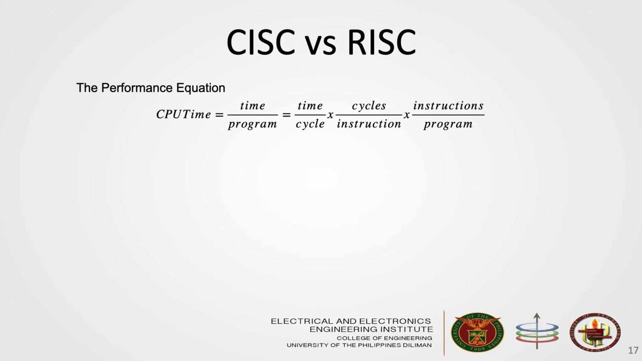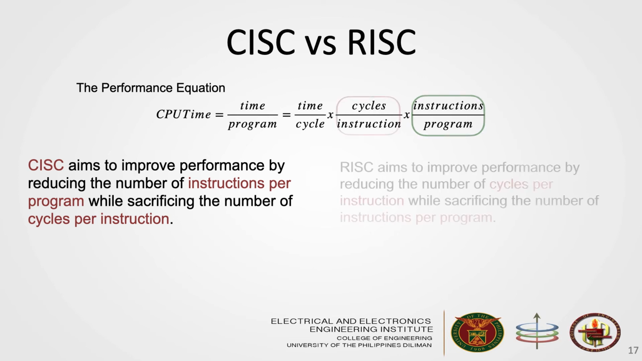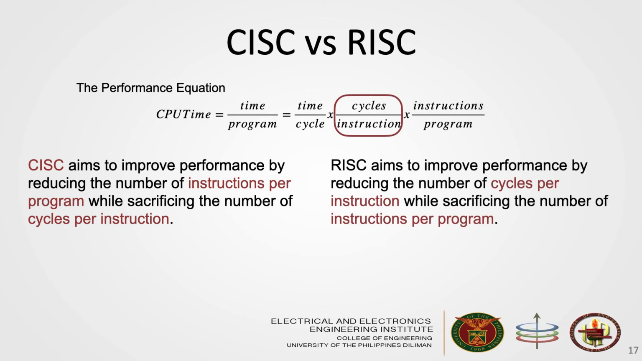The equation above is called the performance equation or CPU time, which computes the amount of time a program is executed. CISC and RISC architecture both aim to reduce this performance parameter. CISC targets to decrease the CPU time by decreasing the instructions per program while sacrificing the cycles per instruction. RISC, however, does the opposite by reducing the cycles per instruction while sacrificing instructions per program.